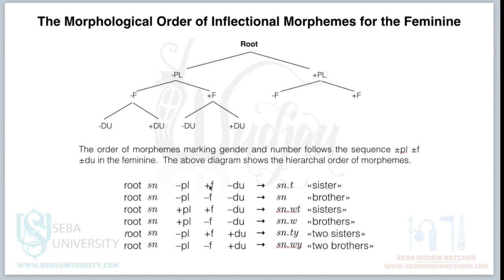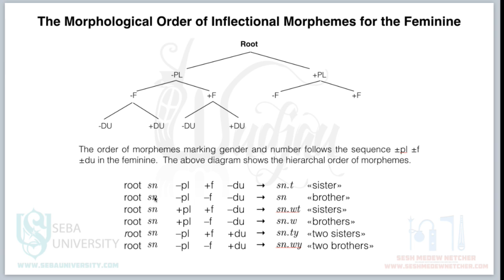Is it feminine? Yes, plus F. It's feminine. So not plural. Is it dual? No. So this means that it's a feminine singular. So sin, it's not plural. It is feminine, but it's not dual. Yields or renders us sinet, sister, singular, feminine, singular.